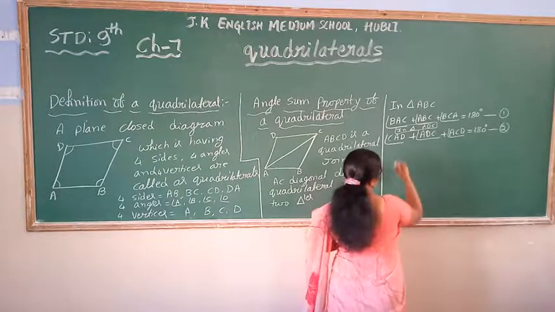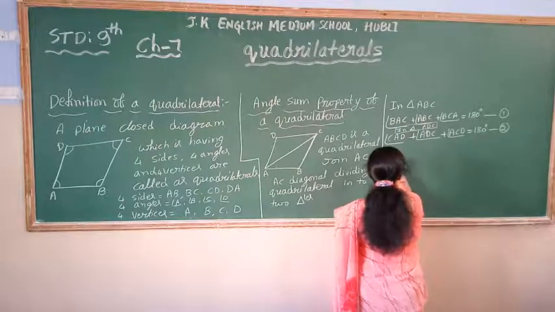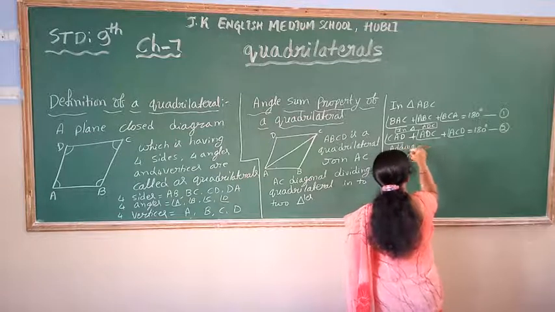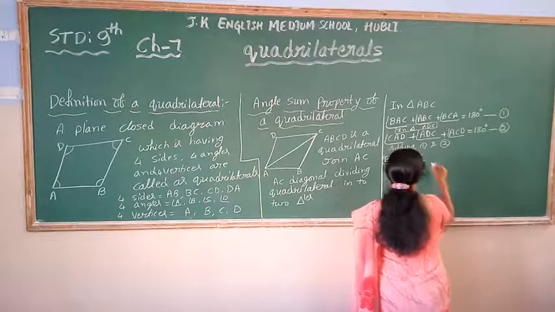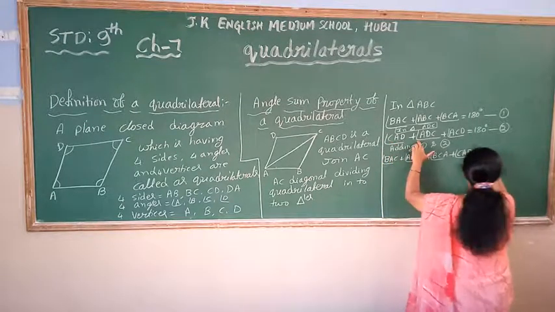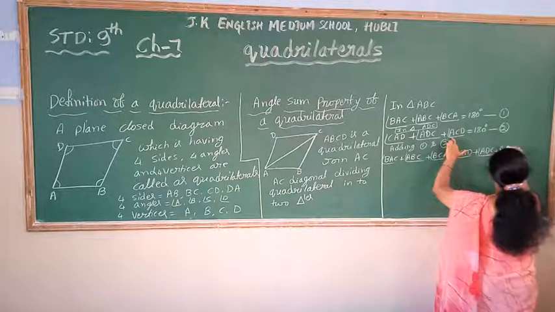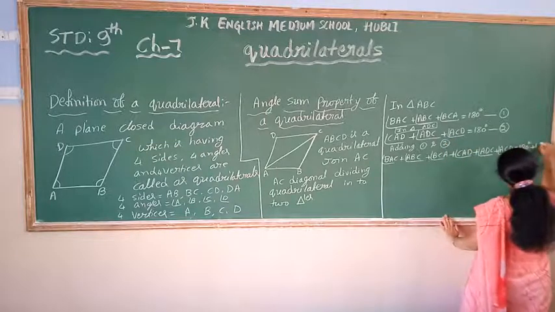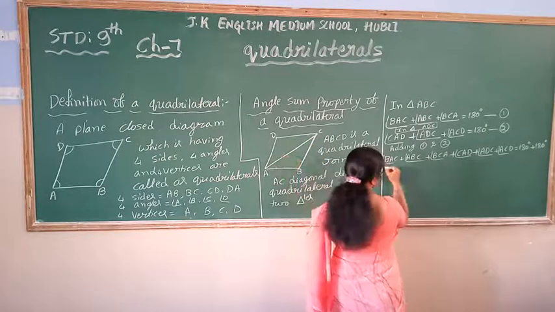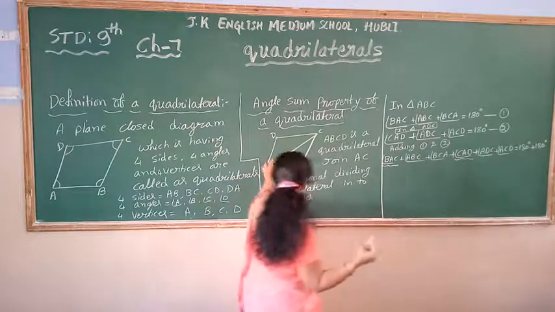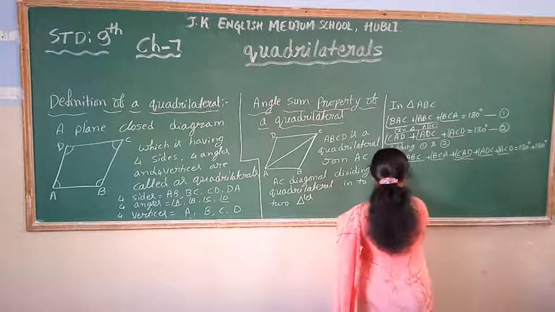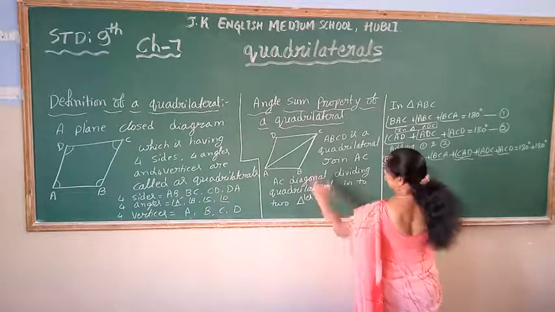Now add both the left hand sides and right hand sides of equations 1 and 2. Angle BAC plus angle ABC plus angle BCA plus angle CAD plus angle ADC plus angle ACD is equal to 180 degrees plus 180 degrees. Now the sum of BAC plus CAD, these two angles, I can write as angle BAD, that is nothing but angle A.